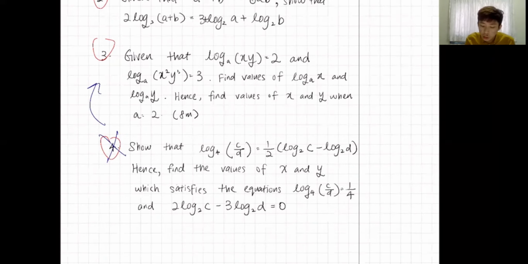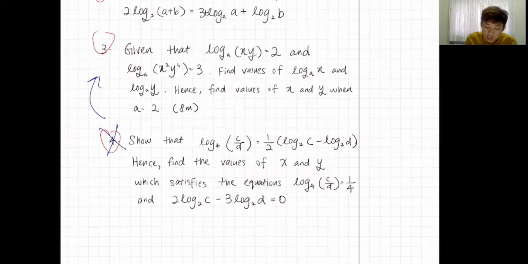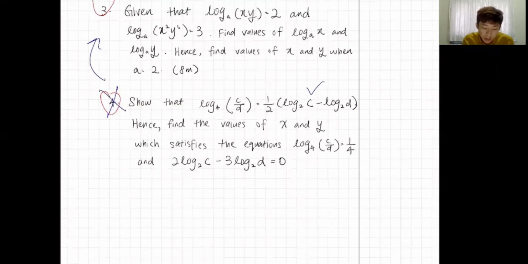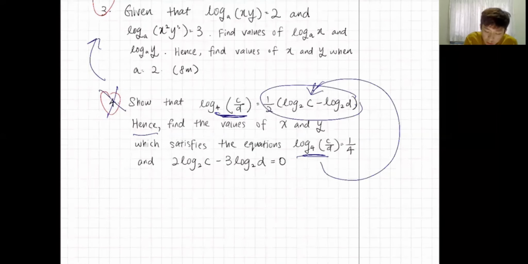But question 4 is an extra question. You just have to show this thing. Can you see? It's very easy to show. I'll give you a hint: you see, this is base 4, this is base 2, so you know you've got to convert base later. And this is actually C over D, so you try to break it up first. Separate this log into log base 4 of C minus log base 4 of D. Then you change base, then you manipulate, and you get this one. It's very easy to show. And then hence, find the values of x and y that satisfy the equation. This one equals 1 over 4, so you know that this one is actually the same as this one. And this one equals half times this thing in a bracket. So what you do is you can substitute this thing with this thing, because they're equal.